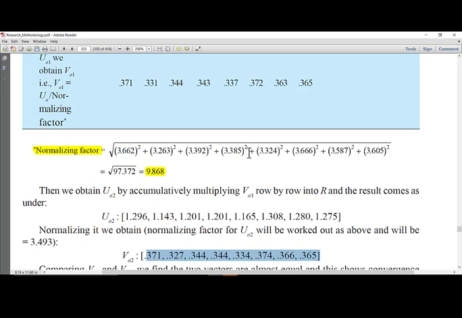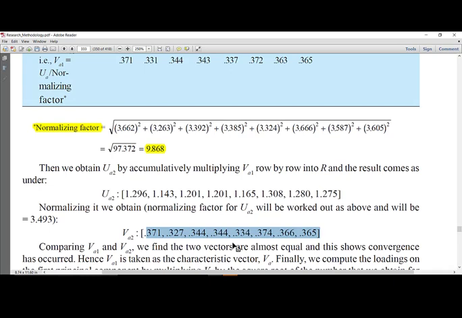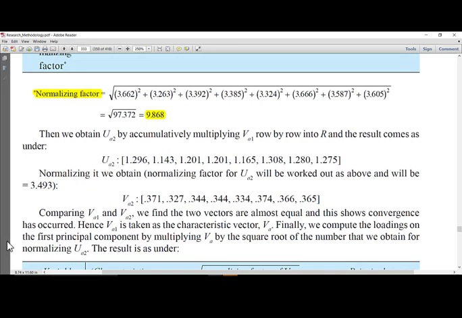Next is not, and last is the same, 0.365, 0.365. That way we find they are almost equal, and this shows convergence has occurred. That means when we are calculating this way, VA2 is compared with VA1, and if those values are more or less matching, then we can think that convergence has occurred. Otherwise, we have to go ahead with UA3, VA3, and then VA4, like that, if required.